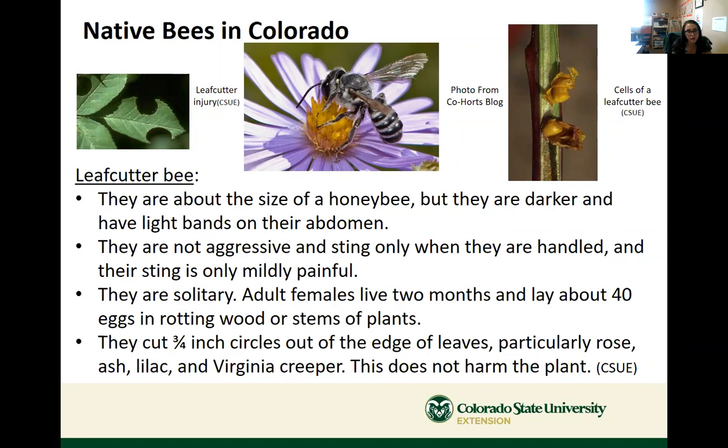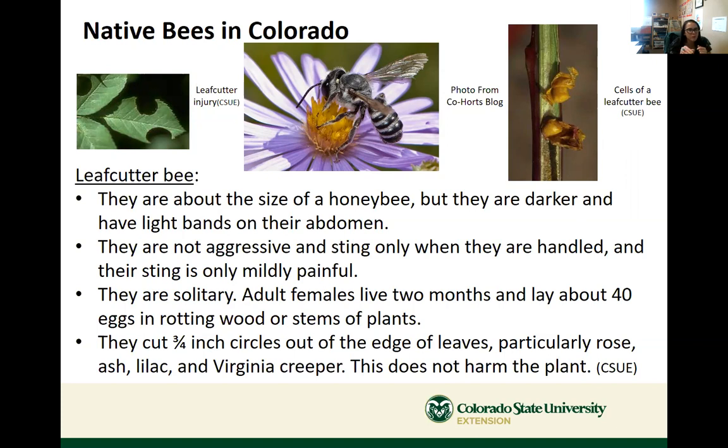Obviously, if you are threatening them, they can sting, but their sting is only mildly painful, so nothing to really worry about. They are solitary. They don't have hives. Adult females only live 2 months, but in that time, they lay 40 eggs in rotting wood or stems of plants. So they're kind of looking for preformed cavities as well. And like I said, they cut about 3/4 inch circles out of the edge of the leaves. You might see it particularly on your rose, ash, lilac, and Virginia creeper.